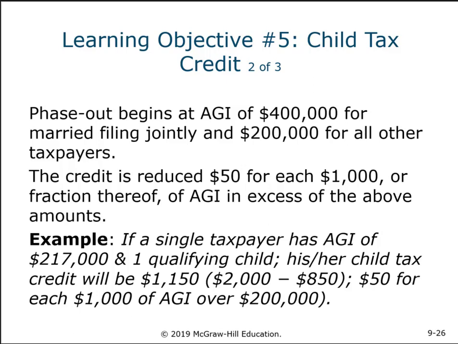So a single taxpayer has AGI of $217,000 and one qualifying child. Her tax credit will be $1,150. So 2,000 minus 850. The 850 is $50 for each $1,000 over 200,000. She is over by 17,000, so 17 times 50 is 850. That's how much is reduced. So instead of being 2,000, you subtract out the 850, and you get 1,150.